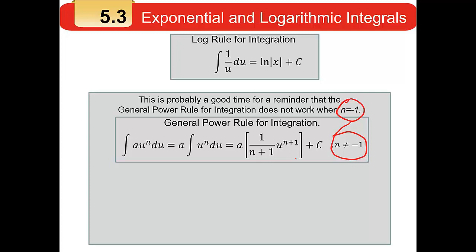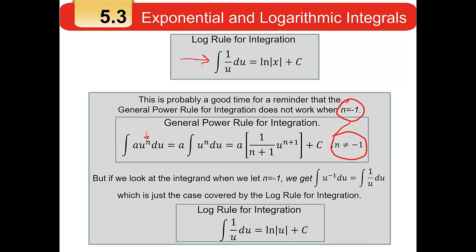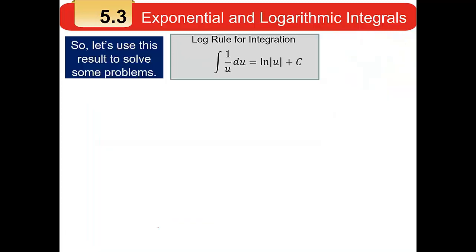If you take minus 1 and plug it in for n in that formula, you'll get the integral of u to the minus 1. But u to the minus 1 is just 1 over u. Well, look, that's where the log rule comes in. So the log rule for integration basically fills the gap in the general power rule for integration. It had a gap where you couldn't let n be minus 1. And you can see why now, because the minus 1 case is actually the log rule. So sort of nice to know.